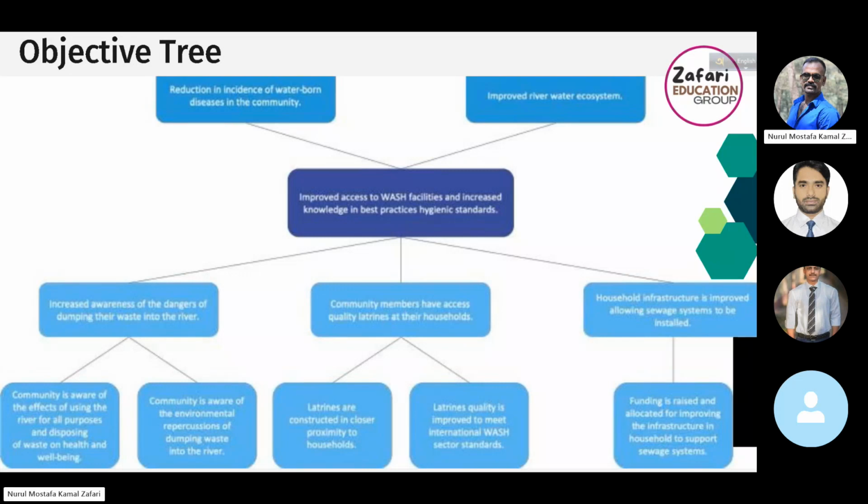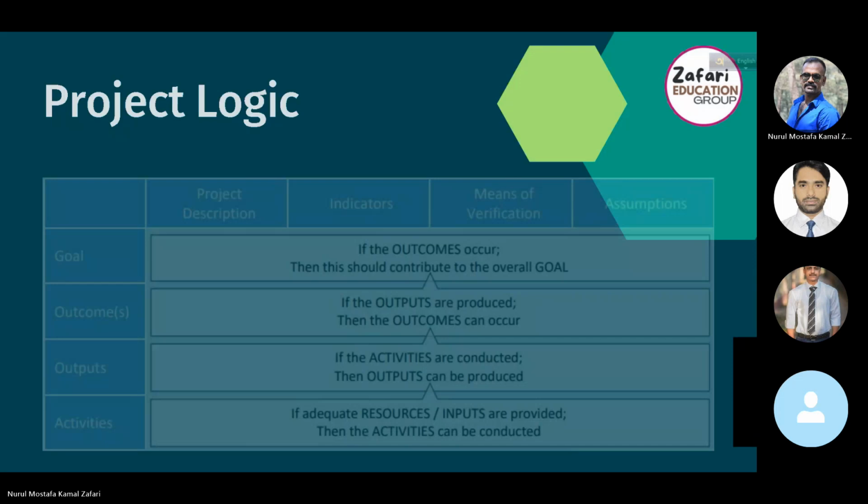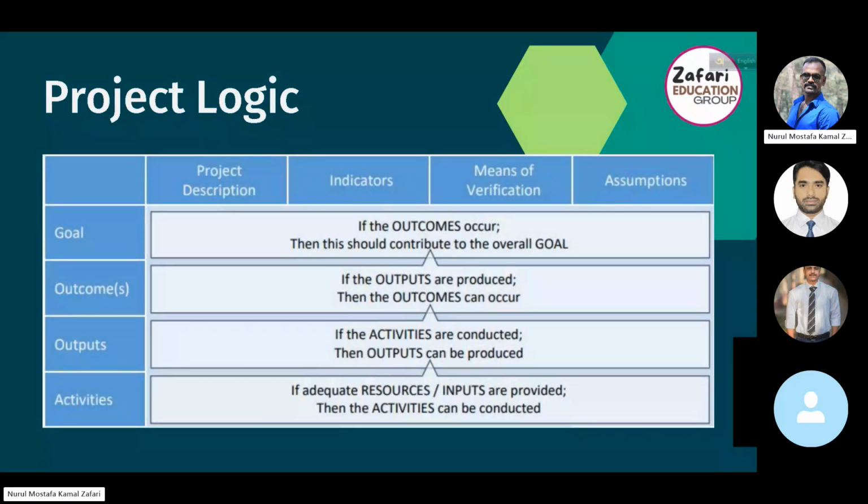Then if we can identify the objective tree, if we are capable of drawing the objective tree, we can draw the project logic, meaning what will be the activity of the project, what will be the output, what will be the outcome, and what will be the goal of the project. And this is the project logic we need to draw. And there is a separate class on project log frame, meaning project logic. So maybe we will not discuss it today.